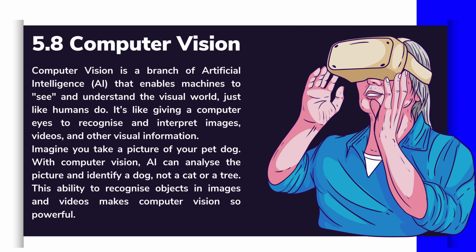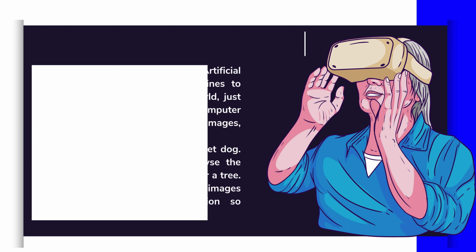Computer vision. Computer vision is a branch of artificial intelligence, AI, that enables machines to see and understand the visual world, just like humans do. It's like giving a computer eyes to recognize and interpret images, videos, and other visual information. Imagine you take a picture of your pet dog. With computer vision, AI can analyze the picture and identify a dog, not a cat or a tree. This ability to recognize objects in images and videos makes computer vision so powerful.